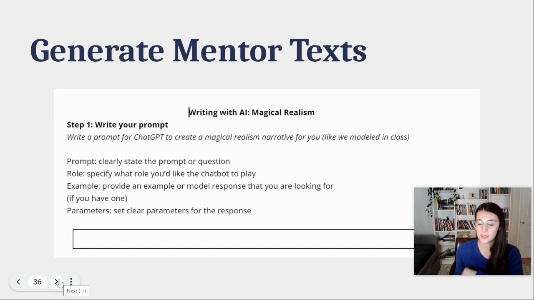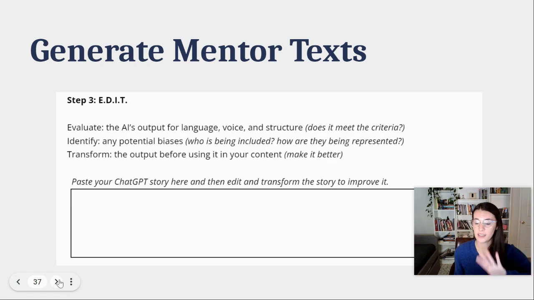I take all their prompts, plug them into ChatGPT, and then I paste for them into that same Google Doc what ChatGPT said. So it's now given them a story in this style. And I'm asking them to edit that story, evaluate it for language, voice, structure. Does it do what we asked it to do in this style, in this genre? Does it have any bias?